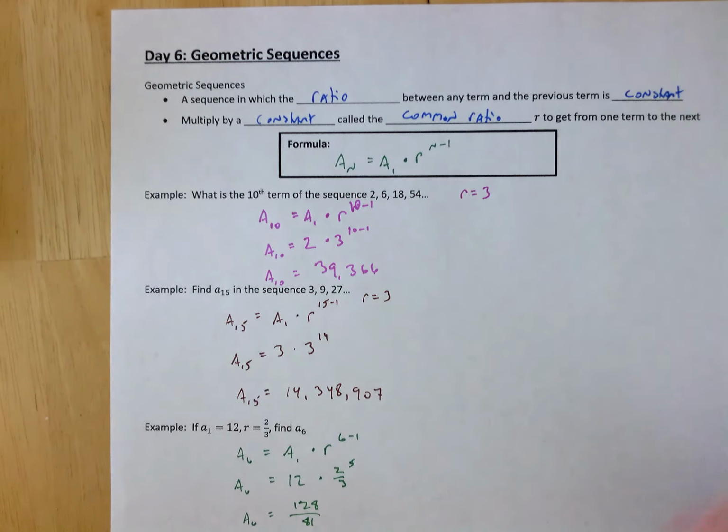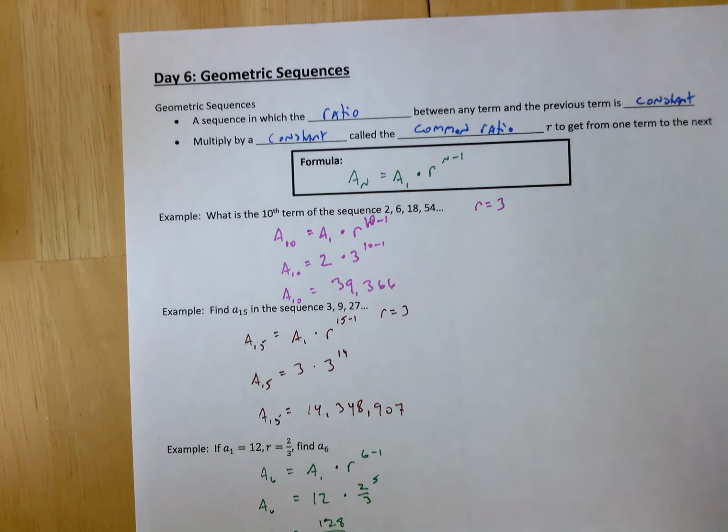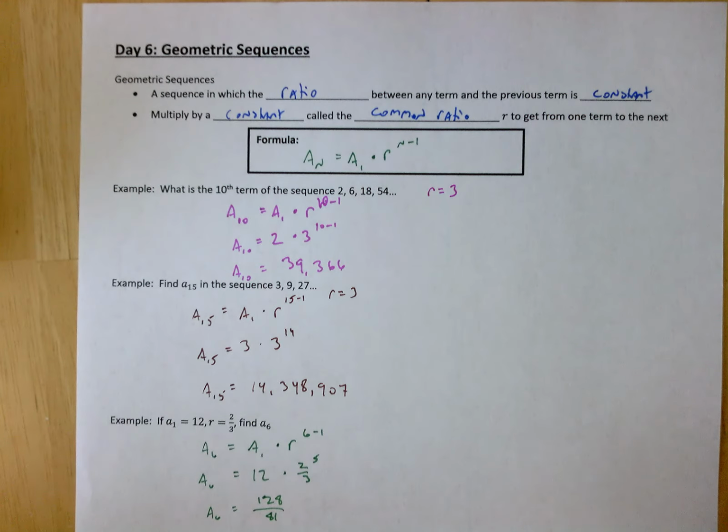Okay, so that's geometric sequences. And again, the difference between arithmetic and geometric, arithmetic you're adding, geometric you're multiplying. And the difference between a sequence and a series is a sequence is just a list of numbers. A series is the sum of that list of numbers. Okay, so that's it for geometric sequences. We'll look at geometric series next time.